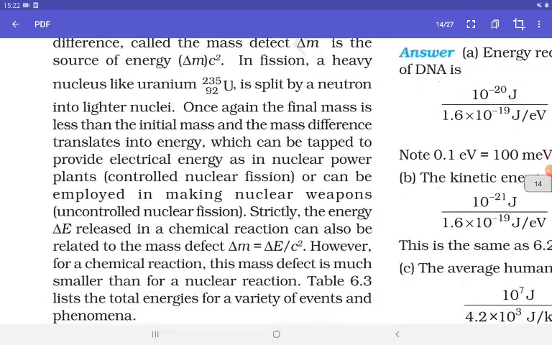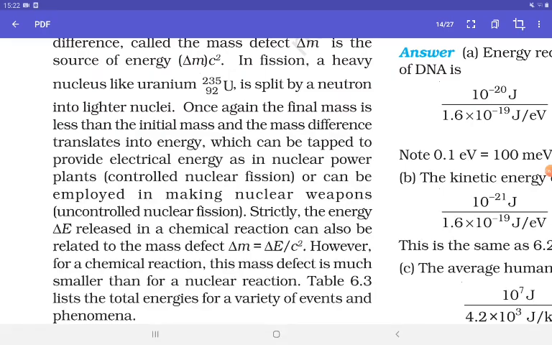Strictly, the energy delta E released in a chemical reaction can also be related to the mass defect, delta m equals delta E divided by c square. However, for a chemical reaction, this mass defect is much smaller than for a nuclear reaction.